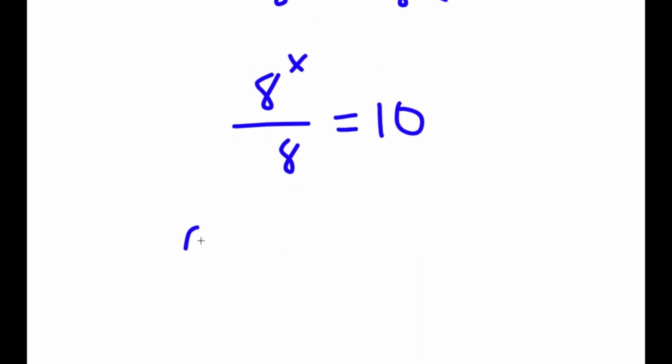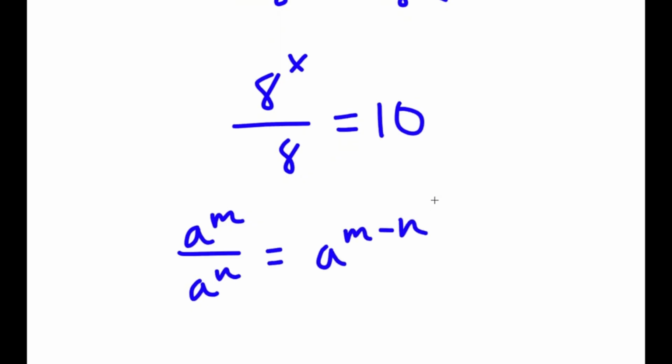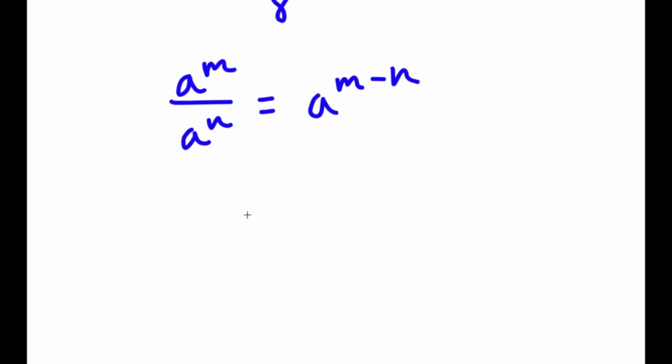If I have something in the form a to the power of m over a to the power of n, this is equal to a to the power of m minus n. So a to the power of x over a to the power of 1, that's going to equal a to the power of x minus 1, which is equal to 10.